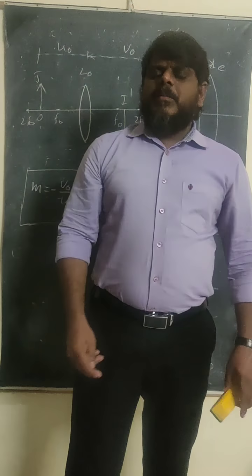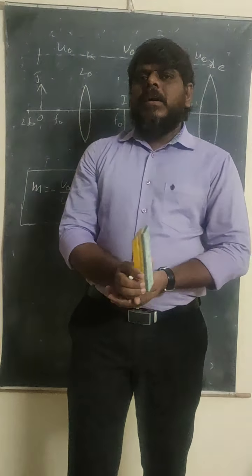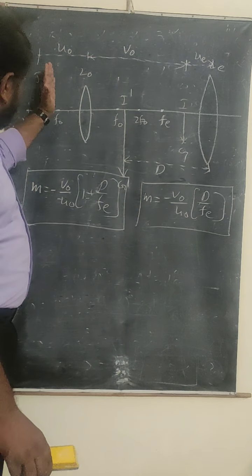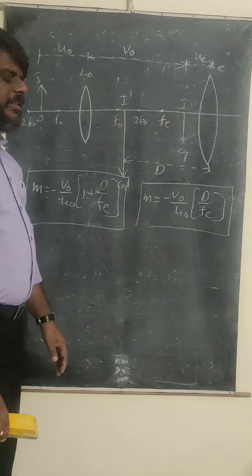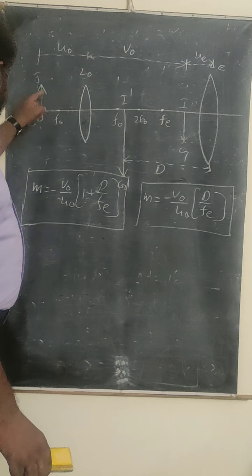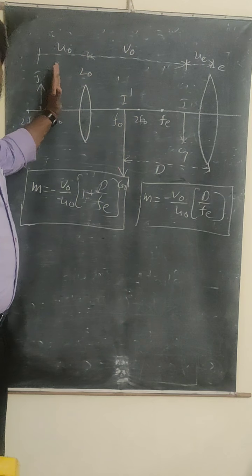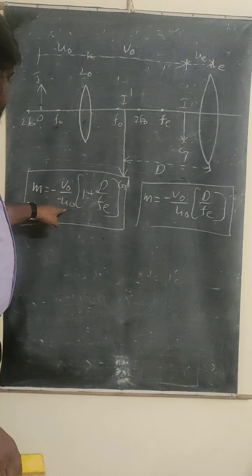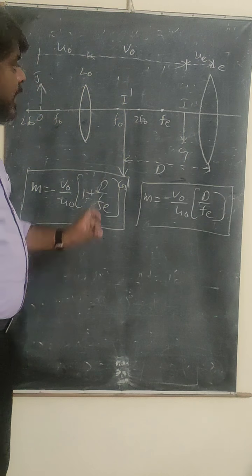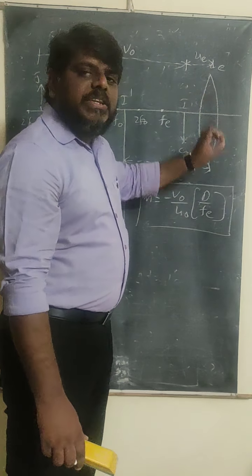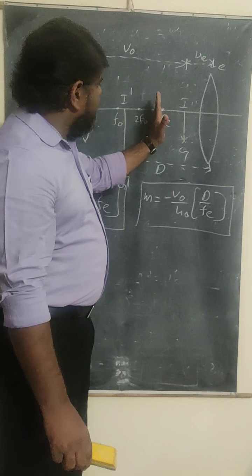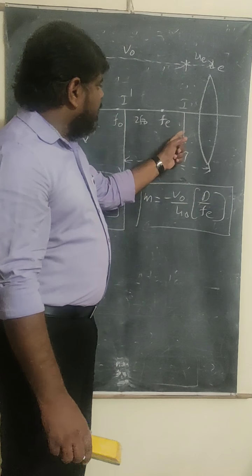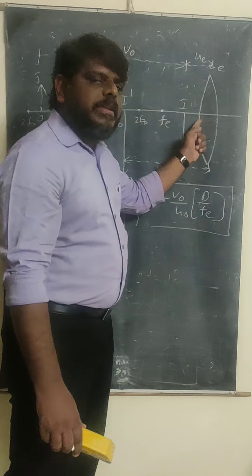Right. There is some more important application. For example, if this object is placed very near to the principal focus of the objective lens, then U0 will be equal to F0. That means in place of U0 you can write F0. In case the eye lens focal length is very small, then what happens? This principal focus will come nearer to the lens, and this image will become nearer to the eye lens.